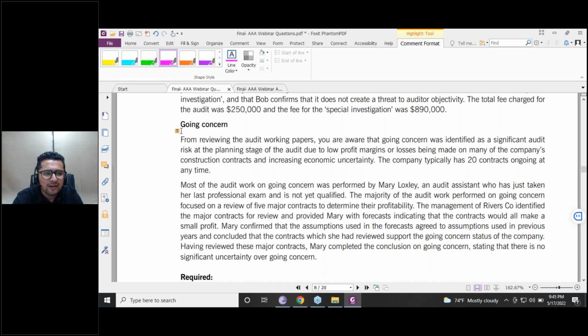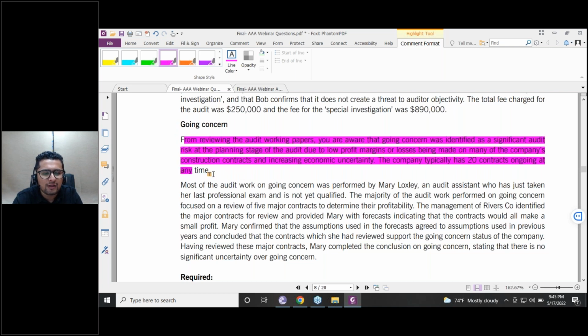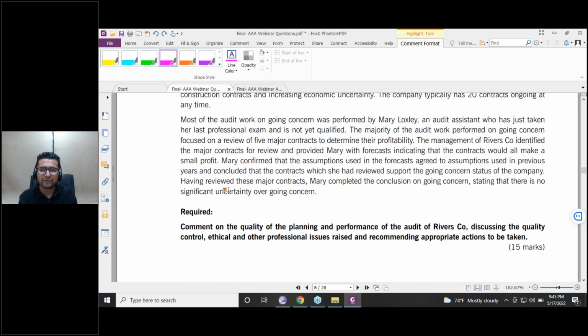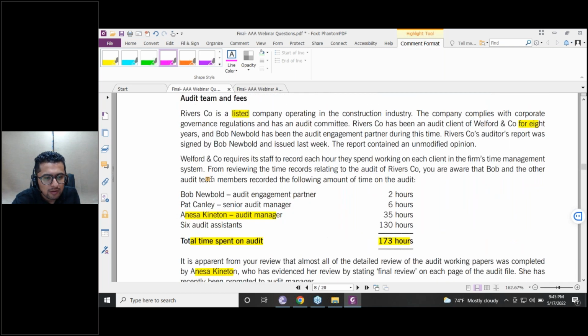Please, dear students, read this paragraph all over again. I have got no quality control issue in it. It's a background, it's a build-up. Now read, now concentrate. There is a name, Mary. Who is Mary? Mary is not the engagement partner. Mary is not the senior audit manager. Mary is not the audit manager. So Mary has to be one of the audit assistants.